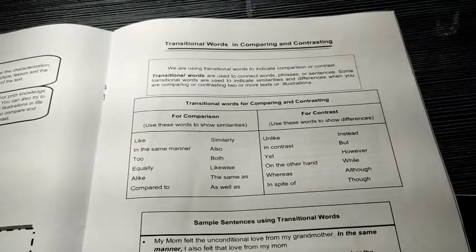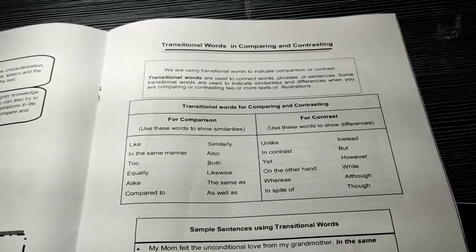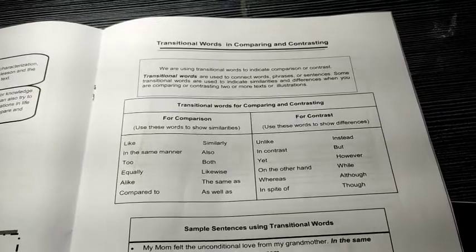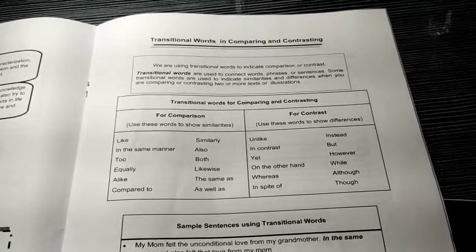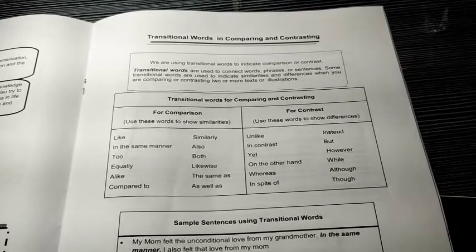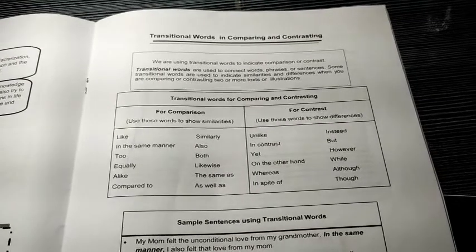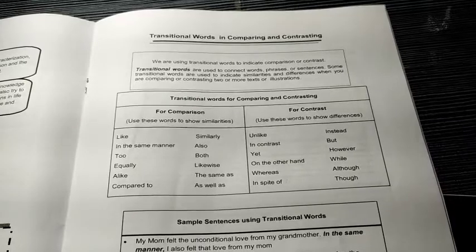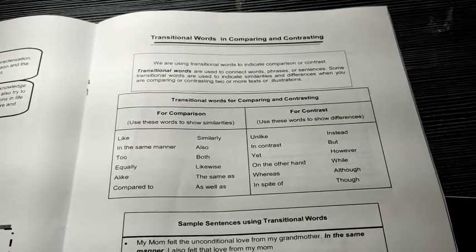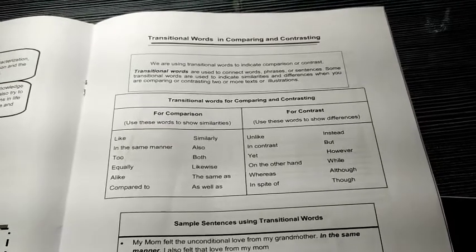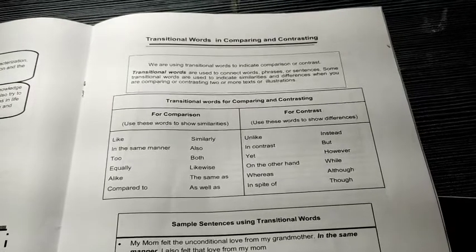So we have the first column. It is for comparison. You see, comparison, use these words to show similarities. We will use these words to see how texts are the same with one another. For example: like, in the same manner, equally, alike, compared to, similarly, also, both, likewise, the same as, as well as. For example, the text A as well as text B can be a lesson to all youth, meaning they are the same with the lesson.